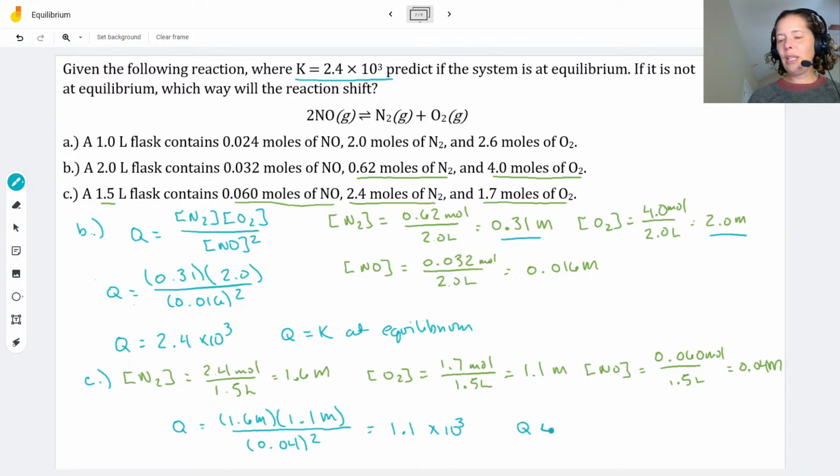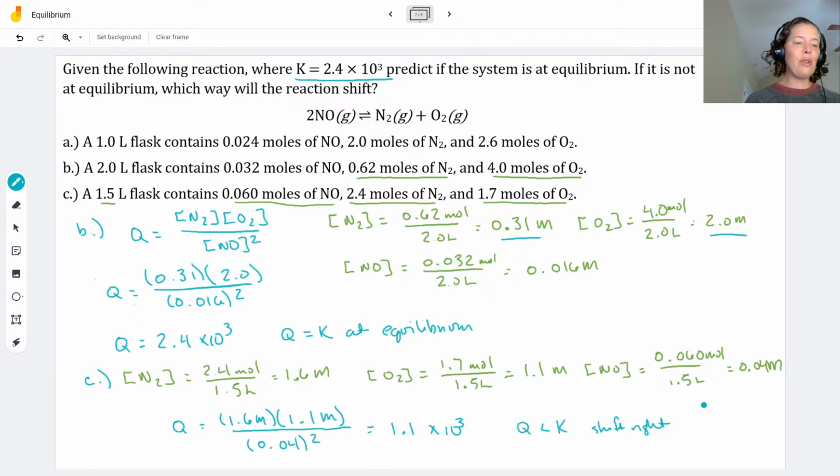So my Q is smaller than my K. Remember, my K up here is 2.4 times 10 to the third. This means I am going to shift to the right, or I'm going to shift to make more products. Okay, so that is how you use Q. That's how you calculate Q.